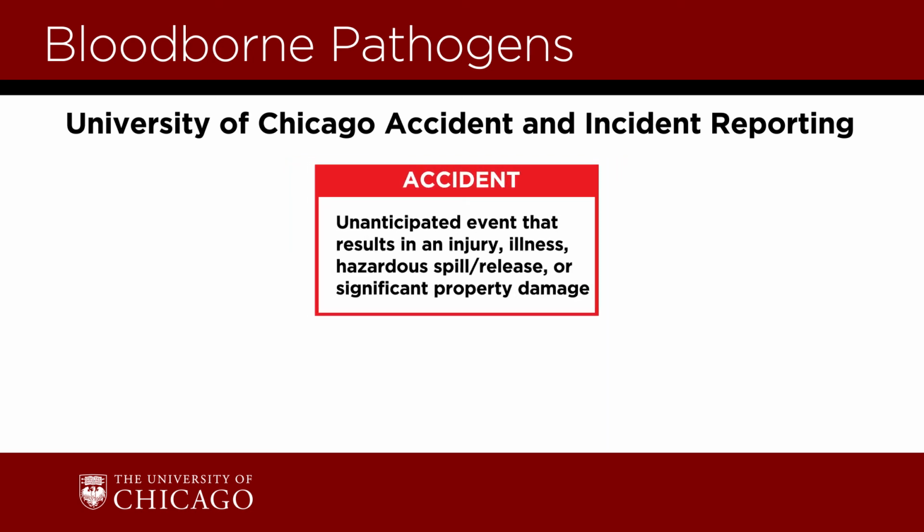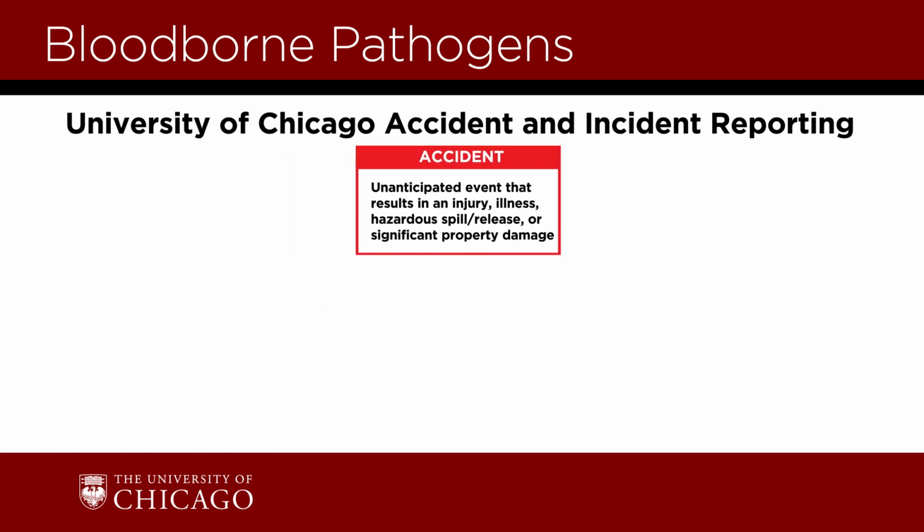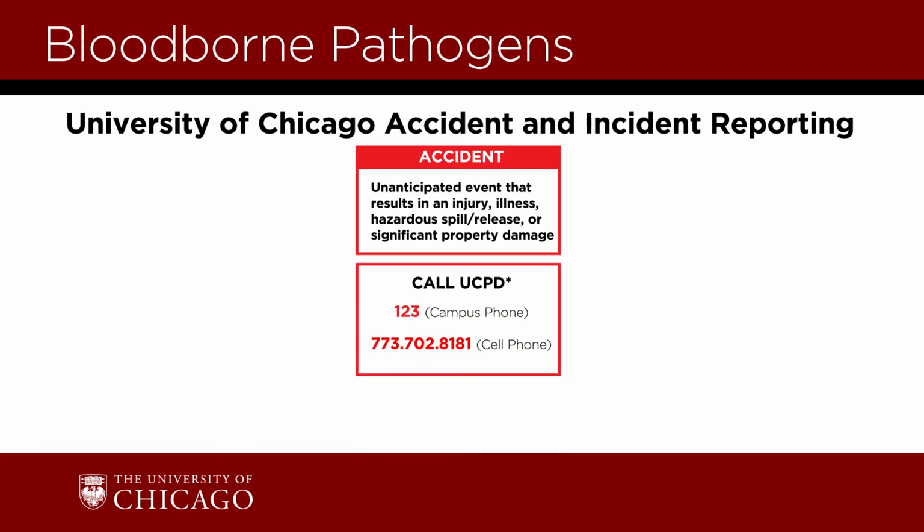If it is a serious injury or an emergency on campus, such as a fire or environmental release of a chemical or oil, dial 123 from a campus phone or 773-702-8181 from a non-campus phone. UCPD dispatch will not send the Chicago Fire Department, CFD, or an ambulance unless it's requested. However, the CFD will respond if a fire alarm has been activated.